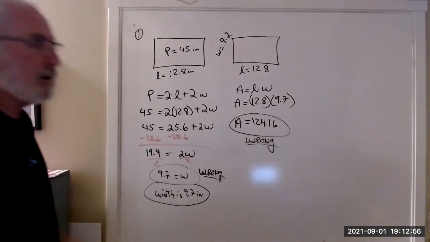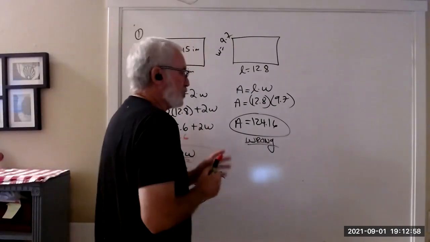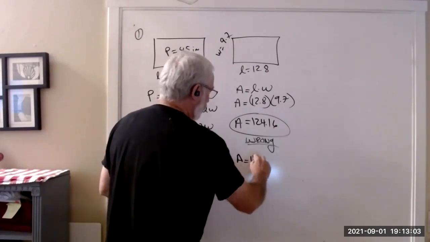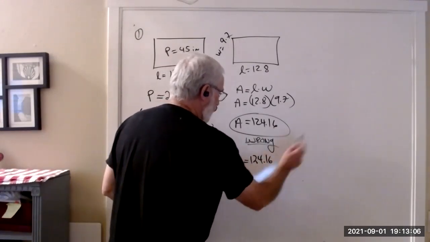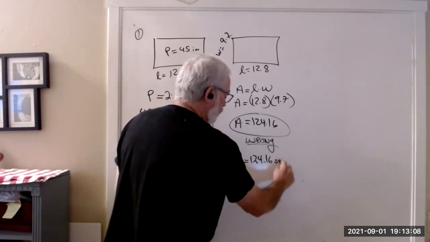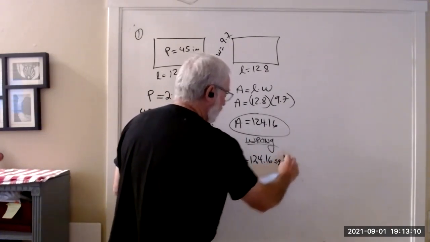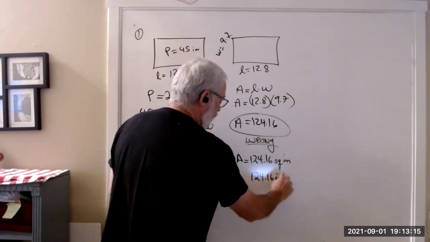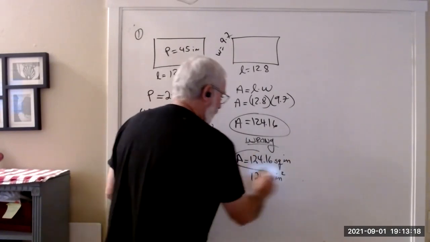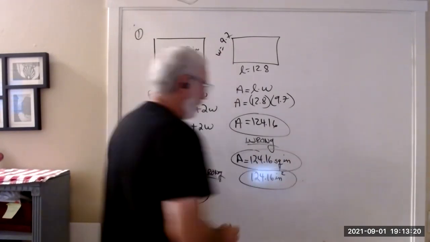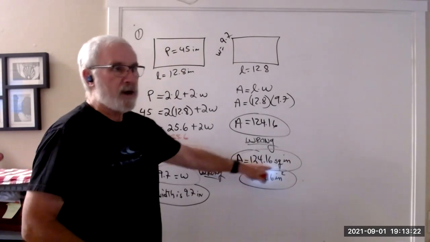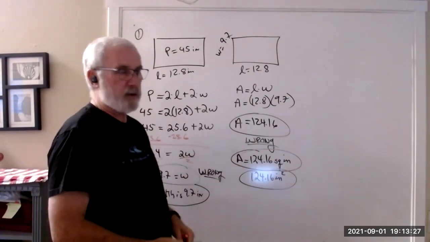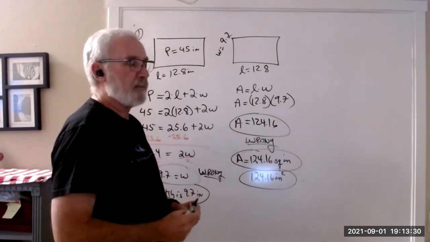There are two reasons, and I'll show you why in a minute. The actual answer is area equals 124.16. Old traditional people would write square inches. New people write 124.16 inches squared. Whichever, it doesn't matter to me. That's the old style, square inches. The new style is to say inches to the second power, inches squared. But you do need that.